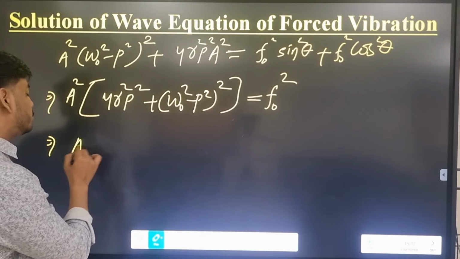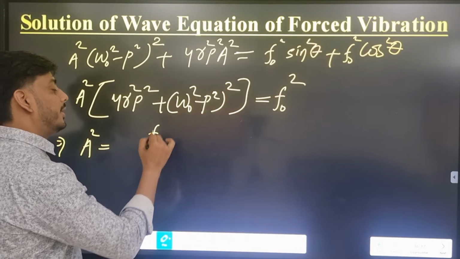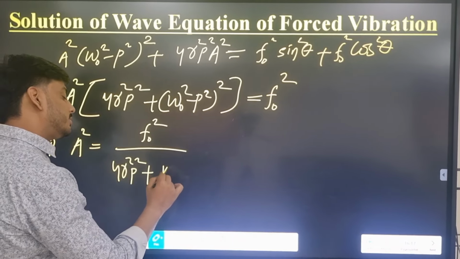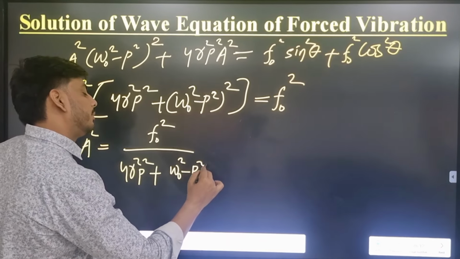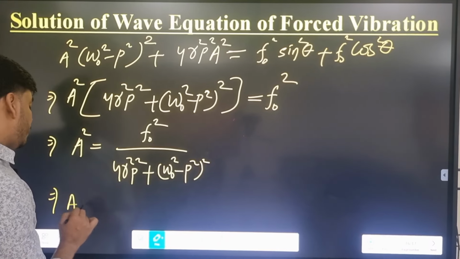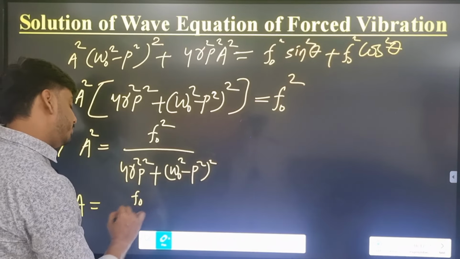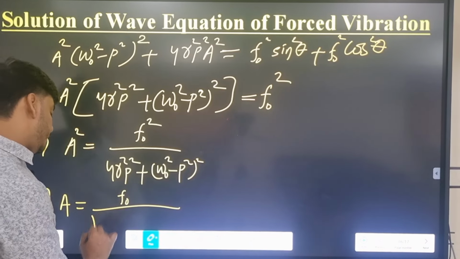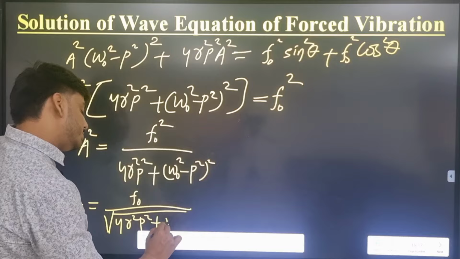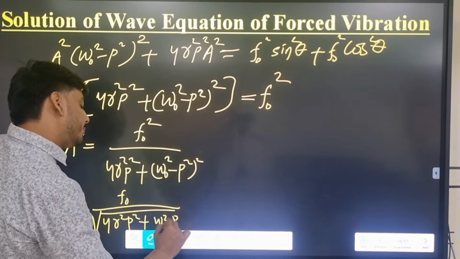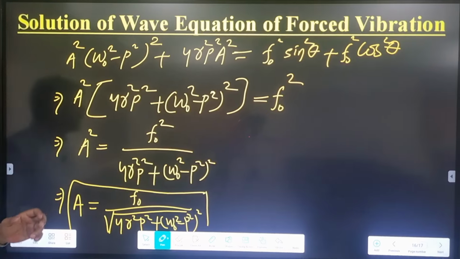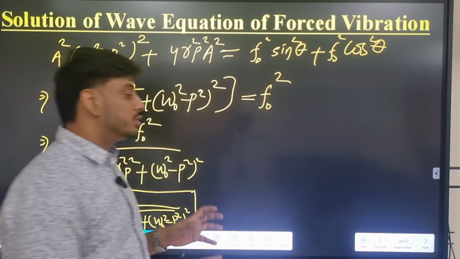So a square equals f naught square divided by 4r square p square plus omega naught square minus p square whole square, and a will be just the square root of this term. So this will be f naught divided by the square root of 4r square p square plus omega naught square minus p square whole square. So this is the expression for the amplitude of forced vibration.